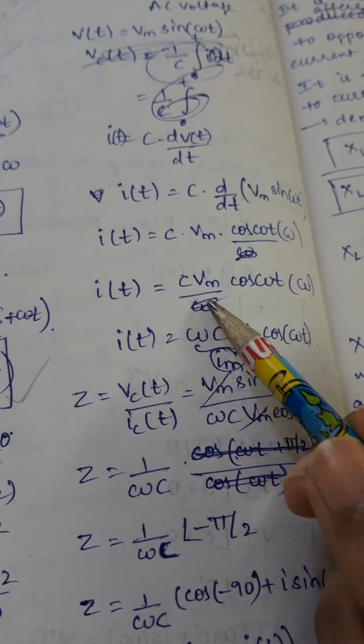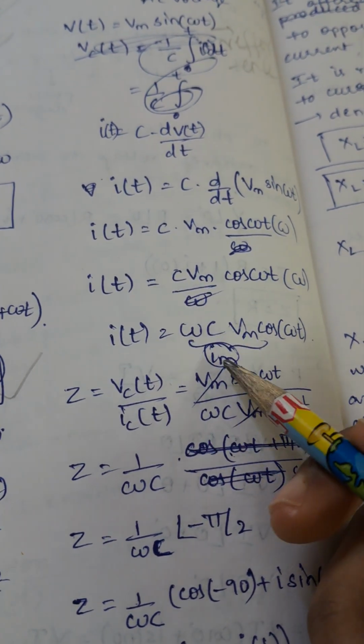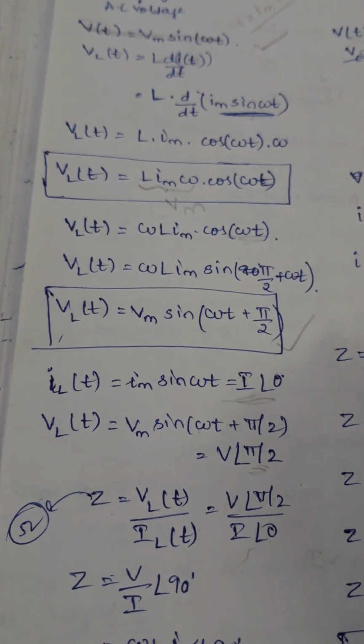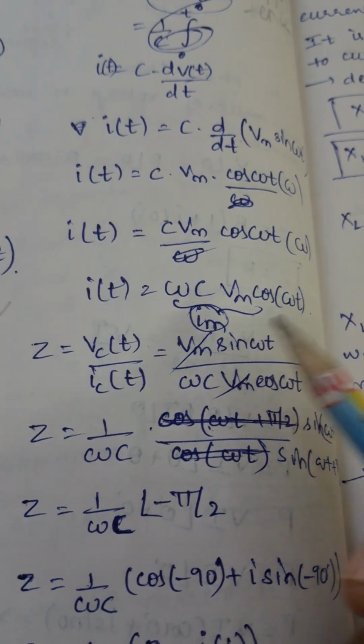I of t, this omega C Vm will be Im. Here in the inductor case, omega L Im is Vm, right? Then here omega C Vm will be Im.